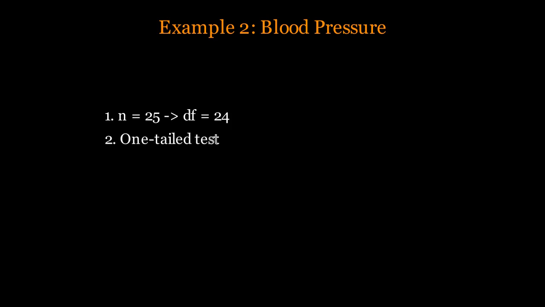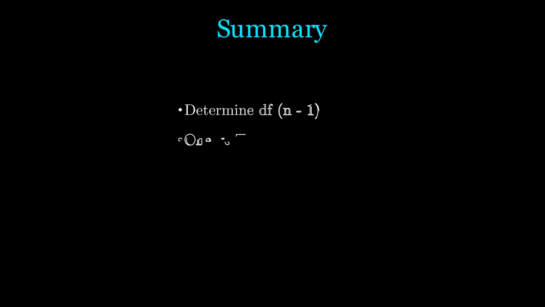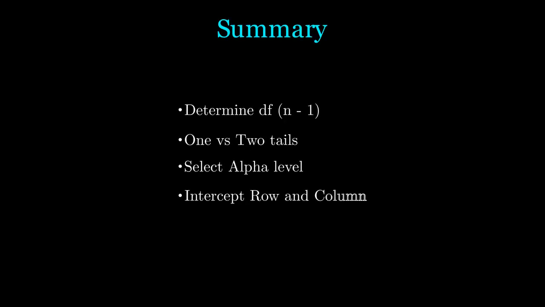In our second example, let's perform a hypothesis test. A pharmaceutical company claims a new drug reduces blood pressure. We test 25 patients with a significance level of 1%, and we expect the pressure to go down, a one-tailed test. Our degrees of freedom are 24. We look for the one-tail column with alpha 0.01. Intersecting row 24 with this column gives us a critical value of 2.492. If our calculated t-statistic is higher than this, we can conclude the drug is effective. This is how scientists determine if a result is statistically significant.